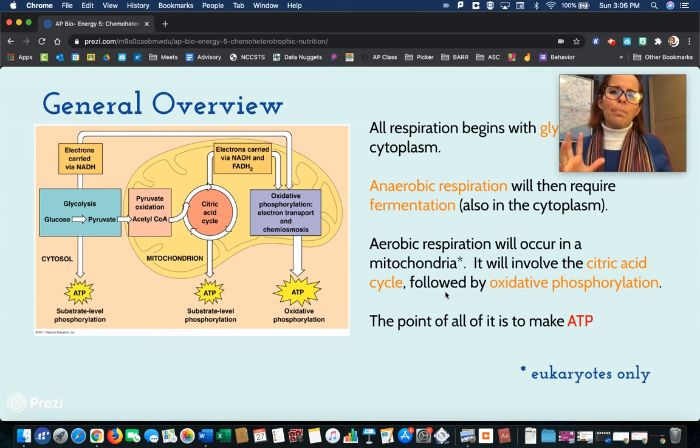This is a super helpful diagram, and it would be totally worth your time to pause the video, to stare at this diagram, even at some point when you're studying, to try to draw this diagram from memory.